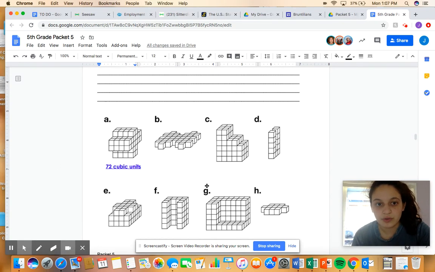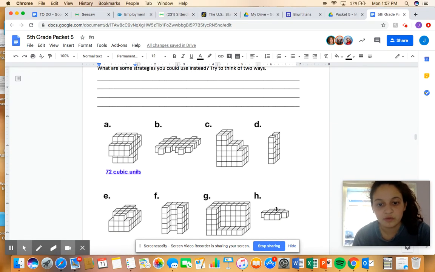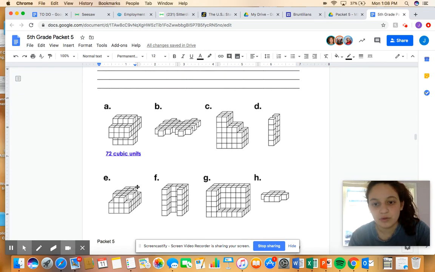So those are 2 ways that you can find the volume for these irregular shapes. So you can either count up all the squares, or all the cubes, I should say, or you can split them up into shapes that only have one length, one width, and one height. All right, let's do one more.